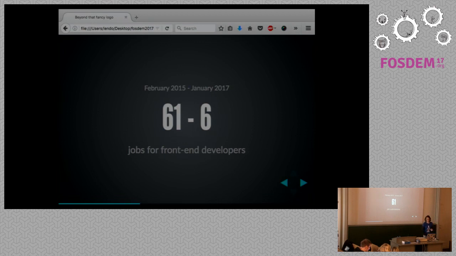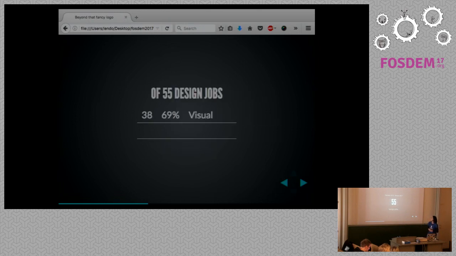I took those jobs and I looked at the descriptions and the titles, and I mapped them to the different design roles that I showed you before. And what I found, first of all, is that 6 of those jobs were actually for front-end developers. Now, front-end development is not one of the roles that I listed before, so I took those out. That left us with 55 design jobs. Of those 55, 38, 69%, were very clearly and unequivocally asking for a visual design role.